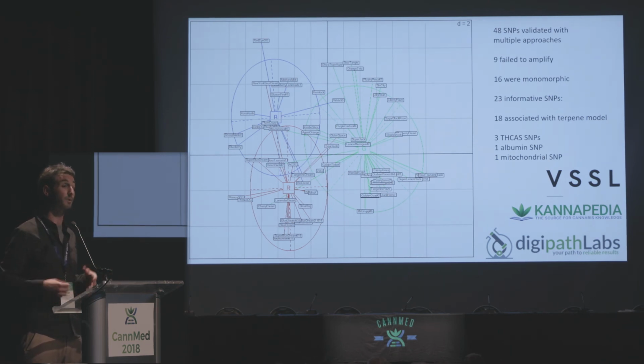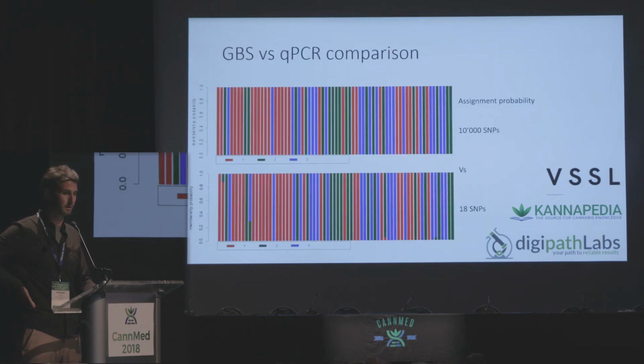So interestingly, out of 48 markers, we really only had about 23 that were validated, so 9 of them never even amplified. I think it's based on the large amount of SNPs in the priming areas of the primers. We found that 16 that showed polymorphism on in silico data were actually monomorphic, even between hemp and cannabis. Essentially, out of that, 18 of them were associated with terpene expression as well. And here's just an idea of the assignment where we compare the genome GBS, so 10,000 SNPs, against 18 SNPs.